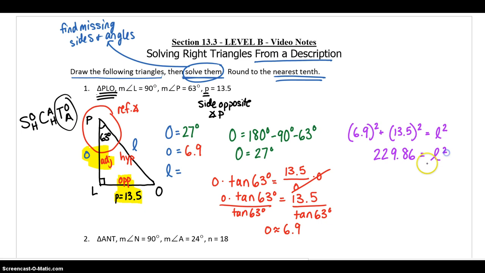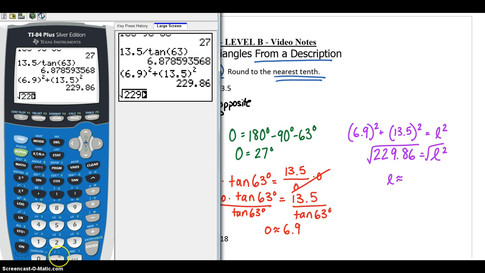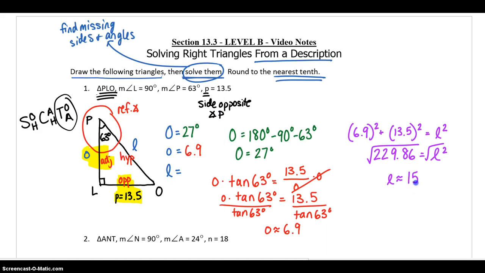So then to get L by itself, I just have to square root both sides, and I'll do that on my calculator. Second square root. There we go. 15.1, but the next number is a 6, so that's really 15.2. So the last side that I get is 15.2. Boom. Done. All three of those pieces that were missing.